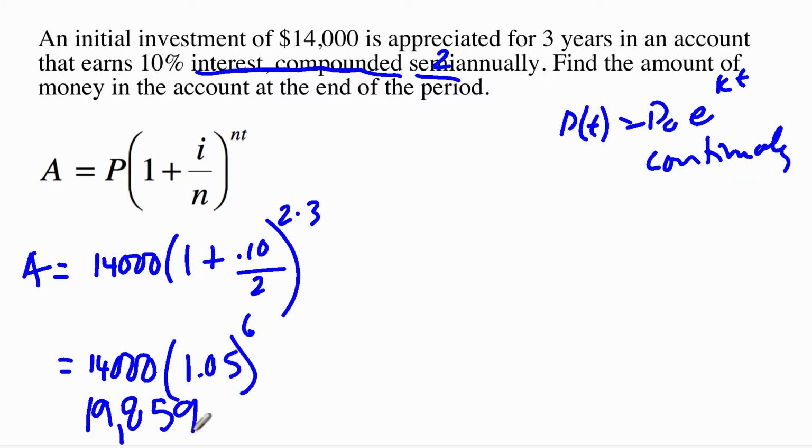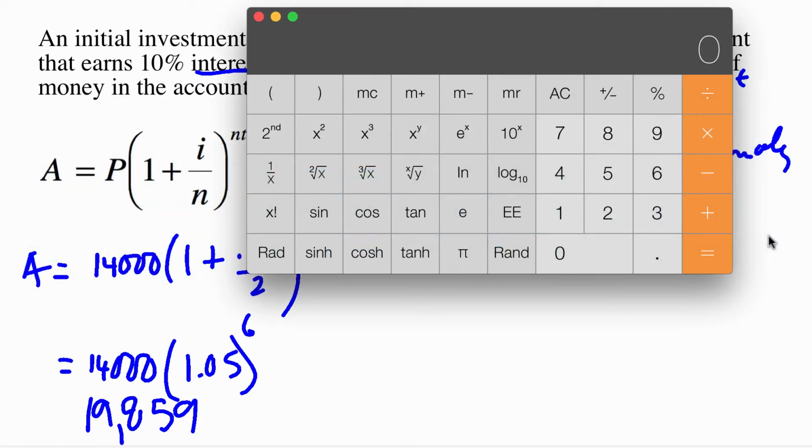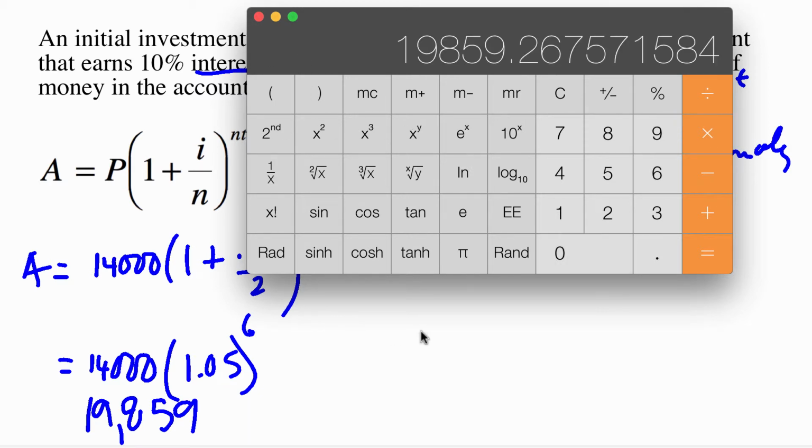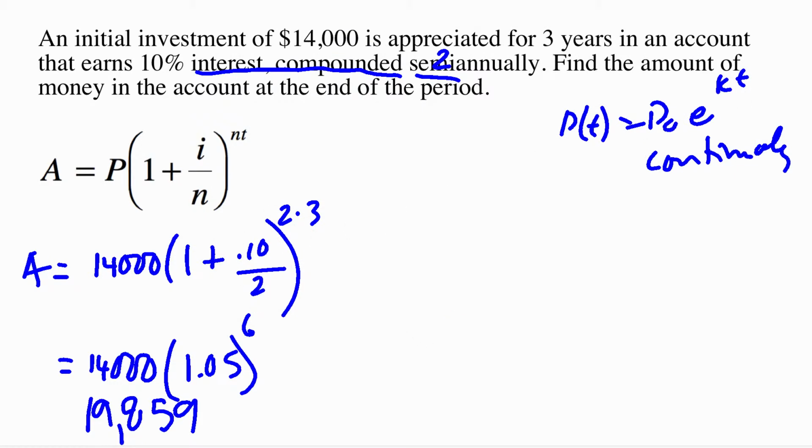I might have done something wrong on this calculator, but let me just check that. So 1.06 to the, where's my to the button? Oh, there we go. To the 6th equals, times 14,000. Yeah, that's right. Okay, hopefully that helps with that question.